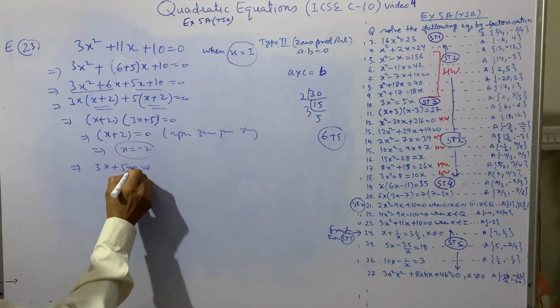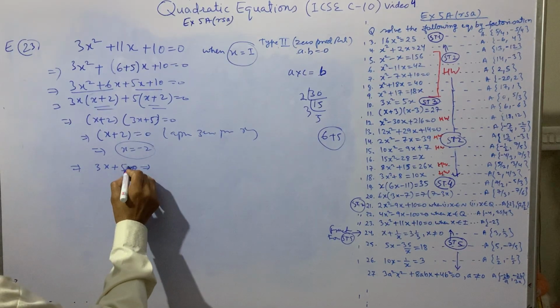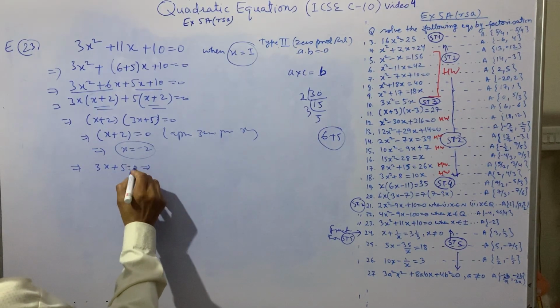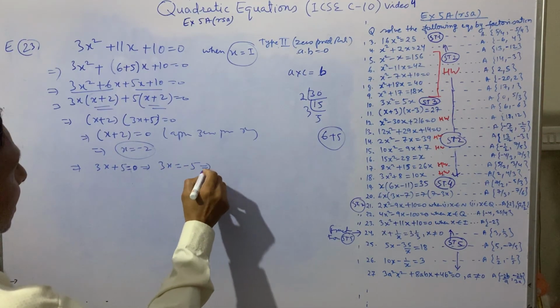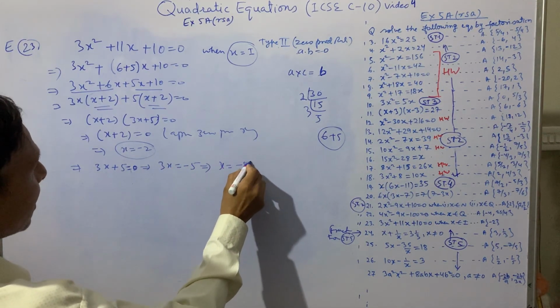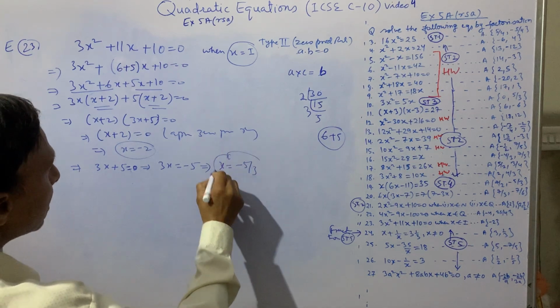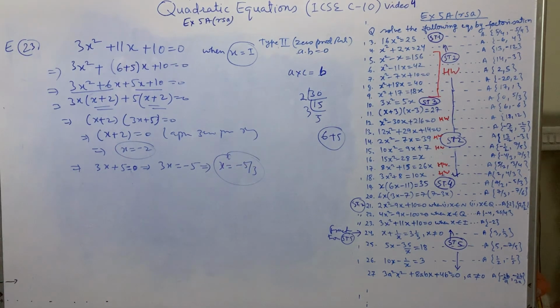In this way we are getting 3x is equal to minus 5, which gives x is equal to minus 5 upon 3, which is the other solution of that given quadratic equation. So in this way we got two values, minus 2 and minus 5 upon 3.